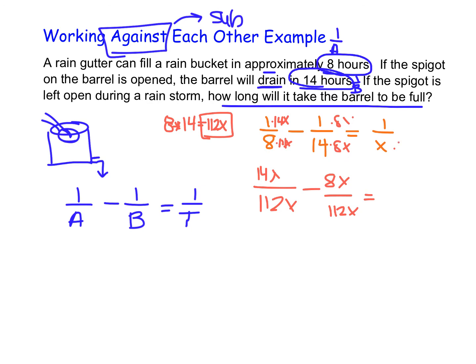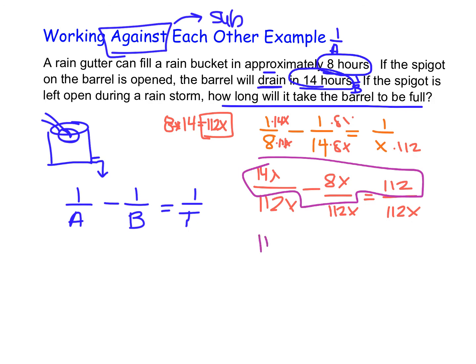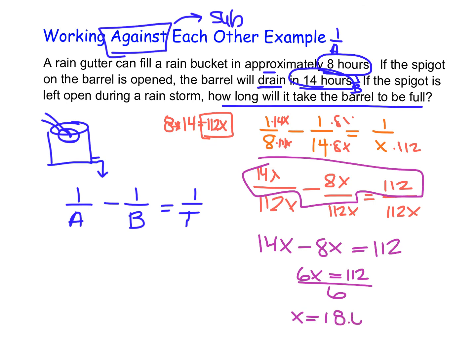And that equals, we're going to do 112 times this one, 112 over 112x. So just by getting that common denominator, I can now eliminate the denominators and set this up to be 14x minus 8x is equal to 112. So now if I combine like terms, I have 6x is equal to 112. Divide both sides by 6, and I find that as they work against each other, now it's going to take approximately 18.67 hours for that rain bucket to be completely filled.